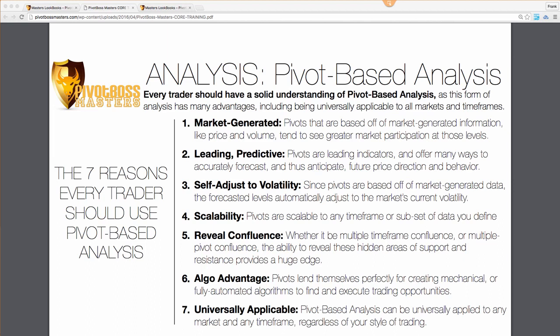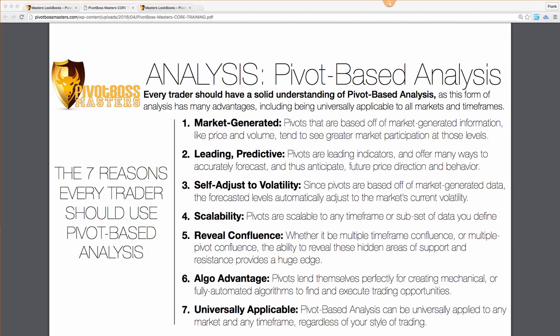Number two, leading and predictive. That is a huge reason that I really discovered and wanted to discover a tool like pivots, because I didn't want a tool that gave me hindsight in terms of telling me where I should have been in or out. I wanted to know ahead of time. Not only by a couple of minutes or a couple of seconds, I wanted to know the day before or perhaps the week before that something was going to happen. And that's what pivot-based analysis allows you to do.